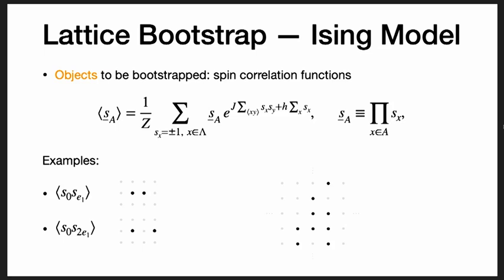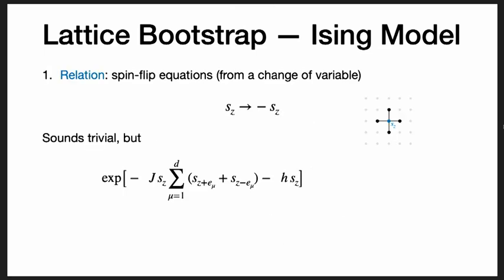Okay, so these are the things that we wish to solve for, to bootstrap. So the first ingredient for this approach is a relation between these variables, a relation between these different spin configurations. So where does it come from? So it sounds pretty simple.